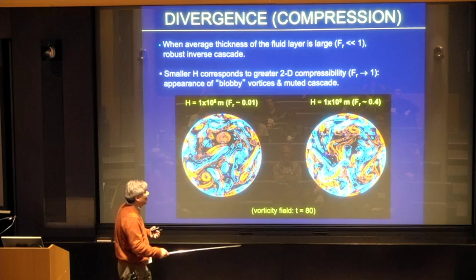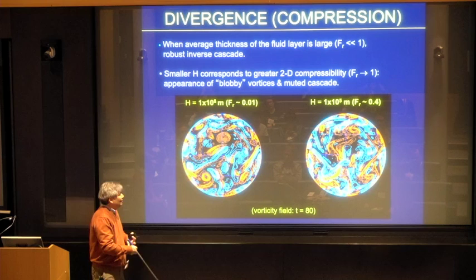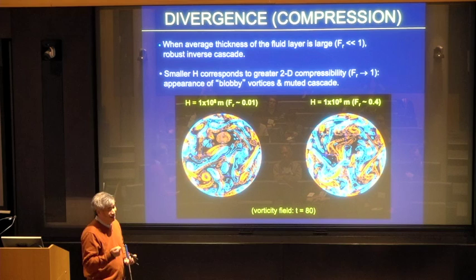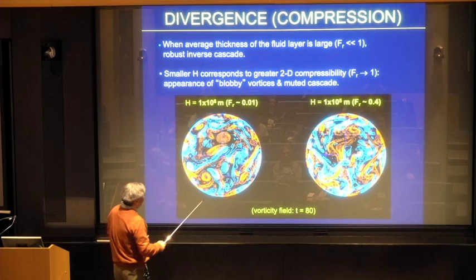Okay, physically, the reason why that happens is compressibility introduces a length scale in the problem called the deformation radius, which is like the interaction length between vortices. So here, the interaction length is essentially infinite.